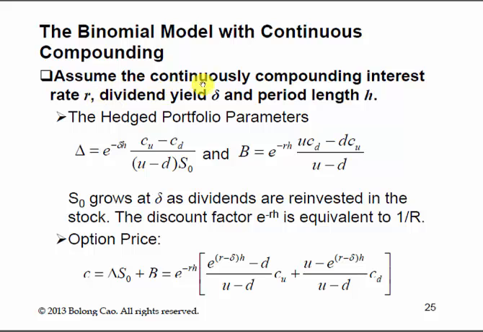And we assume the continuously compounding interest rate is this lowercase r, and the dividend yield is delta as before. The period length is h. Now, the hedged portfolio parameters become delta is this e to the negative delta times h, and then the rest will be the same. Okay, and this borrowed money amount is also discounted using the interest rate r for the time period h.